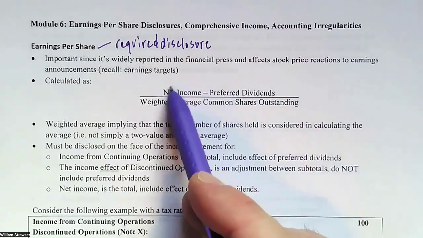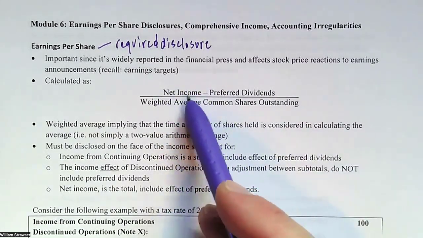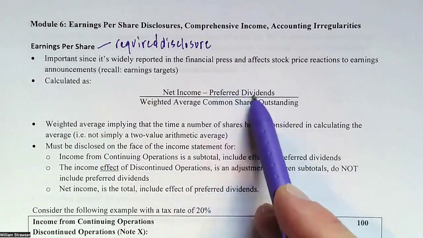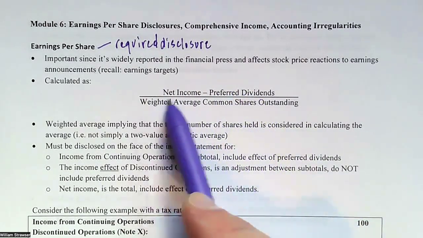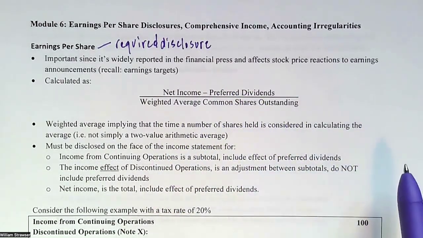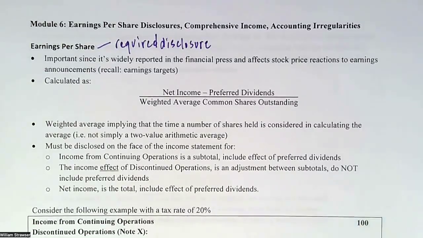So we take the total wealth generated during a period, our net income from the income statement, subtract off preferred dividends, and then we divide it by weighted average common shares outstanding. So we get the amount of wealth that one share of the company's ownership entitles its owner to. The weighted average, instead of a simple average. Weighted average just means that we're going to take into consideration how long the shares have been held for.